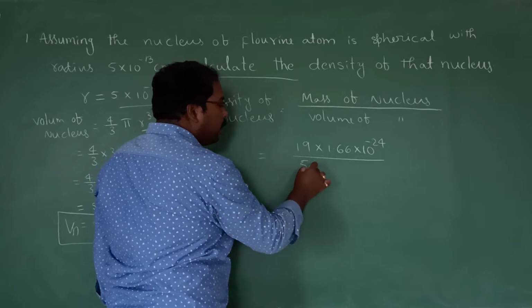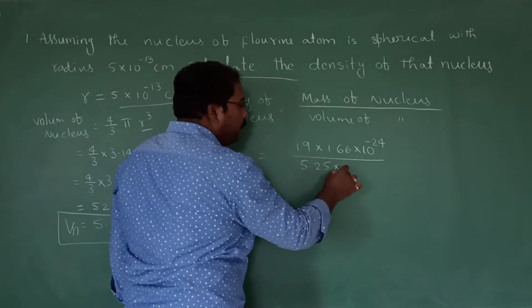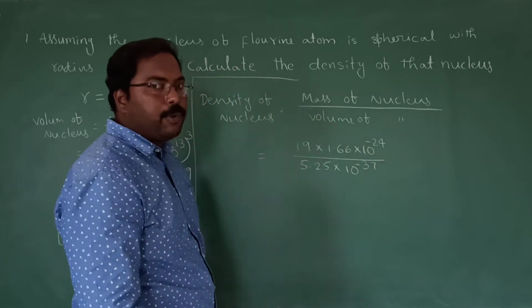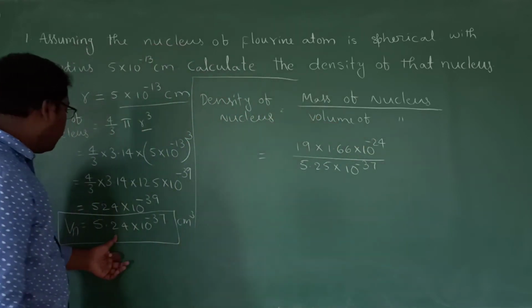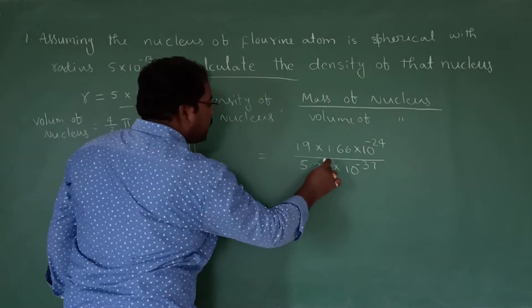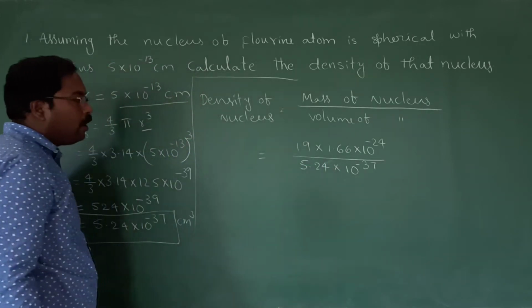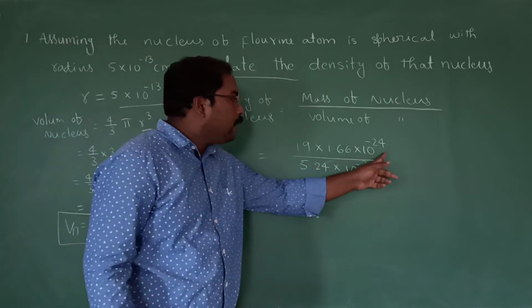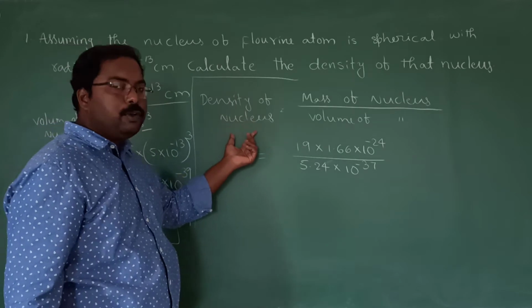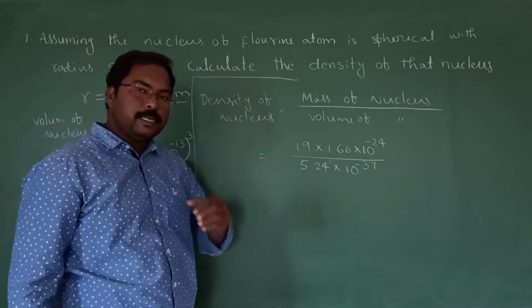Volume, how much did we get? 5.25 into 10 to the power minus 37 we got. Okay? 5.24 into 10 to the power minus 37. So this is in terms of grams, this is in terms of centimeter cube. So as we all know, density units will be what? Gram per centimeter cube.